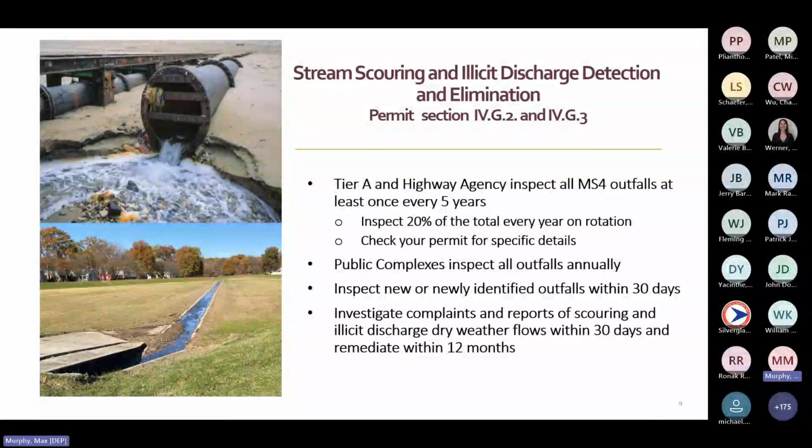The definition of outfalls includes not only outfall pipes, but open conveyances as well. All new or newly identified outfalls, as well as complaints or reports of scouring or illicit discharge, must be inspected within 30 days, and any reports of scouring need to be remediated within 12 months of discovery, unless the department approves additional time.